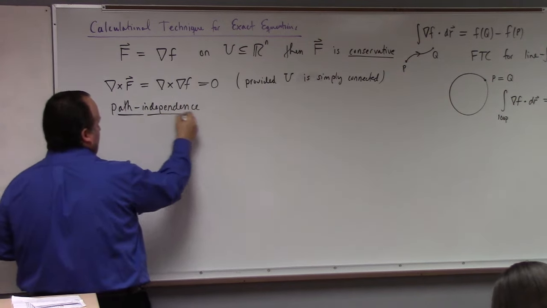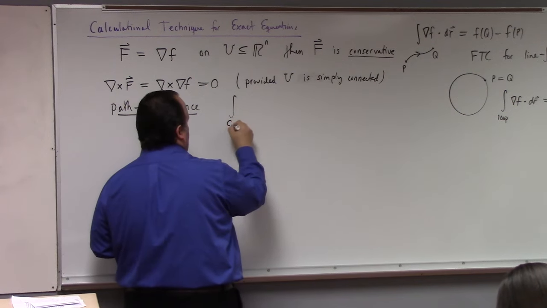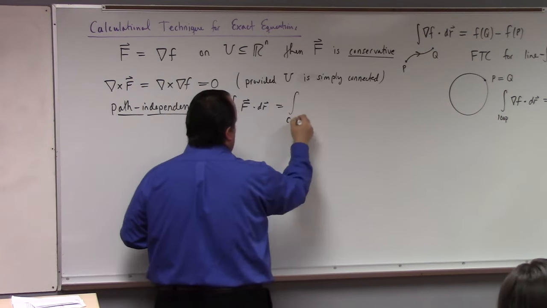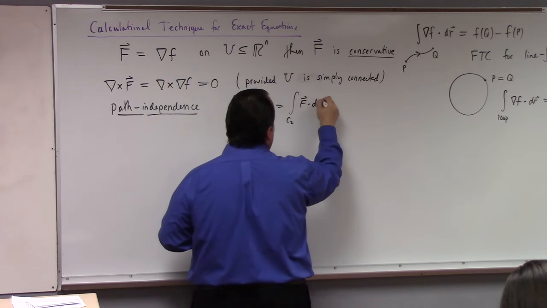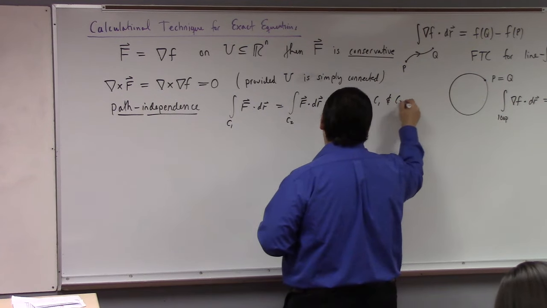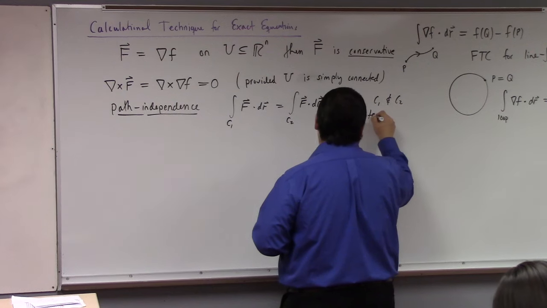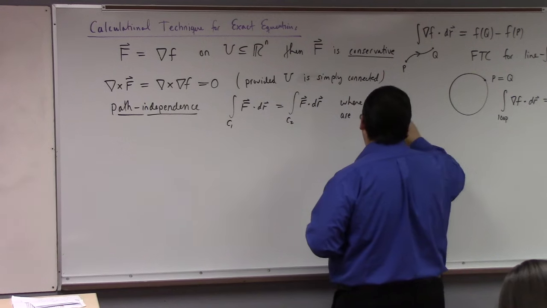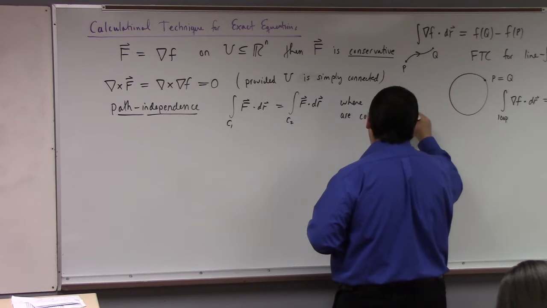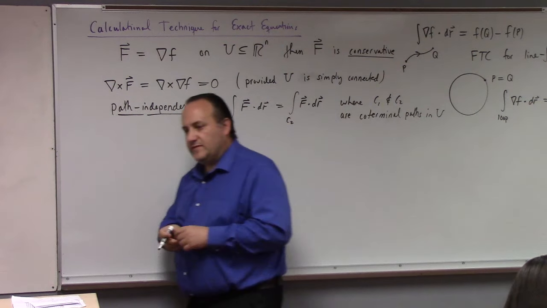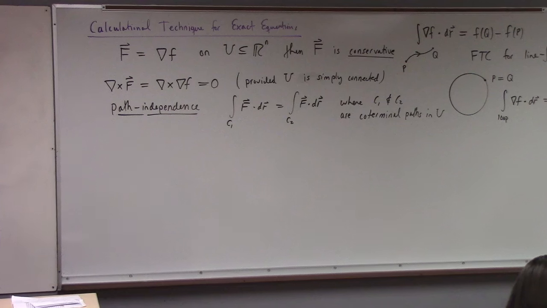Path independence. So if we calculate the integral along a curve of f dot dr, and the integral along another curve of f dot dr, where C1 and C2 are coterminal paths in U, that's the fourth characterization of a conservative vector field. It is one which is path independent.